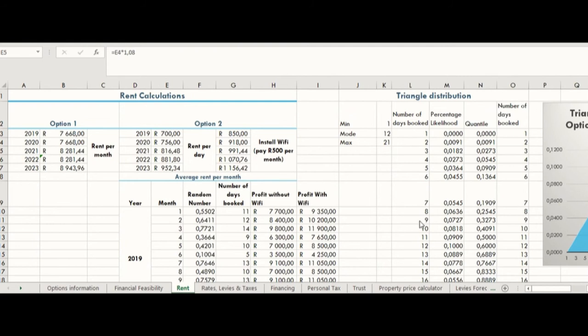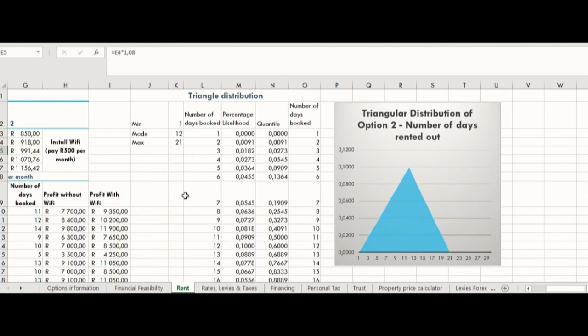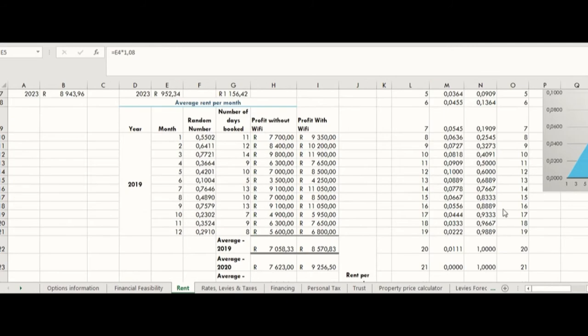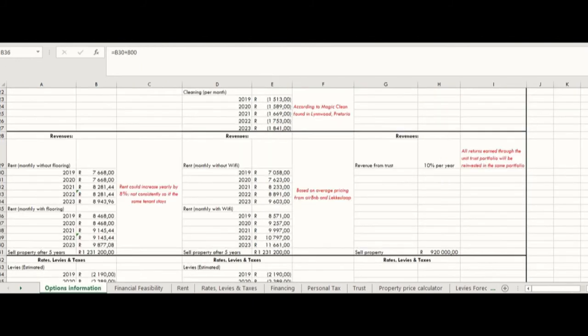After doing this for many other apartments in the area, I found a minimum number of days, a maximum number of days, and a mode number of days. And I then drew a triangular distribution over how many days people could then live in that apartment using Airbnb. Using this distribution and drawing from it, using these random numbers, I then calculated an average income per month for the next 5 years. This is then drawn to the options information tab.